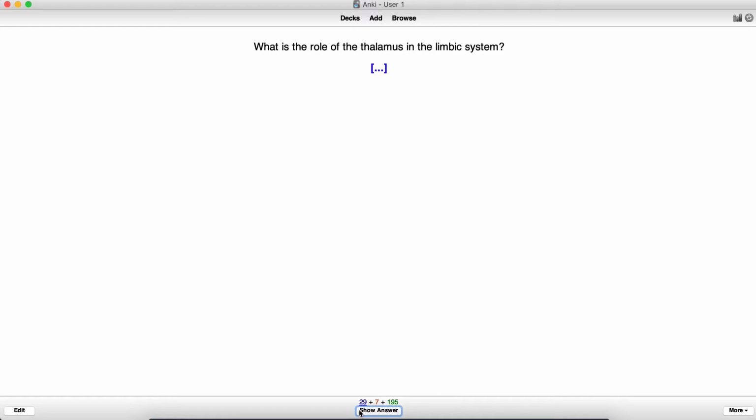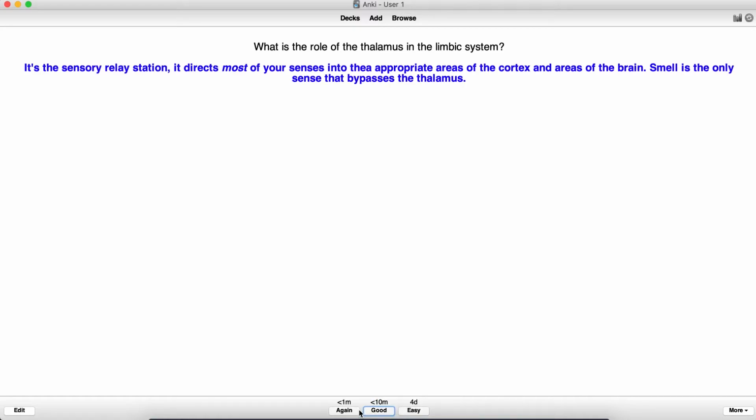What is the role of the thalamus in the limbic system? I don't remember. It relays information, directs most of your senses into the appropriate area of the cortex in the brain, except smell. Okay. Sensory relay, most senses into the appropriate area of the cortex, except smell.